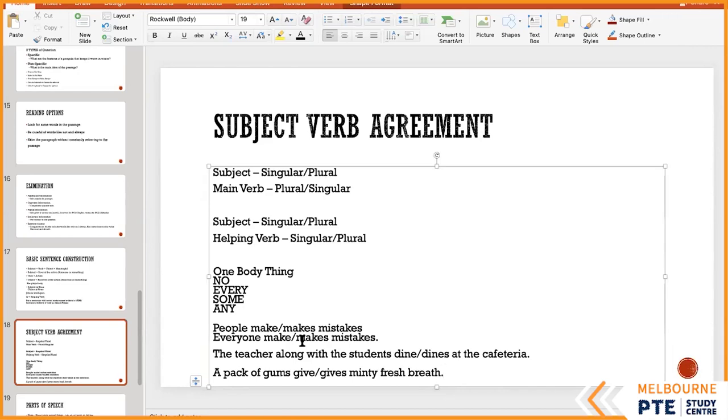So let's look at the first one. The teachers, along with the students, dine or dines at the cafeteria? Okay, let's look at this first. Suppose I take this one out. The teachers, along with the student, dine or dines at the cafeteria.